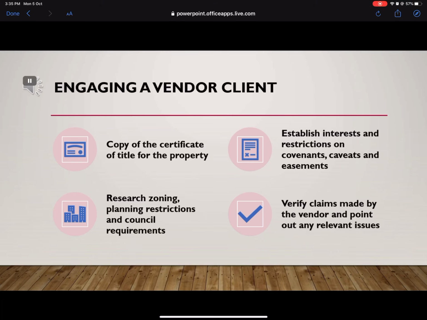The agent must research the zoning, planning restrictions, and council requirements so they can point out obvious restrictions. Real estate agents are obliged to verify claims made by the vendor and further point out any issues they become aware of.